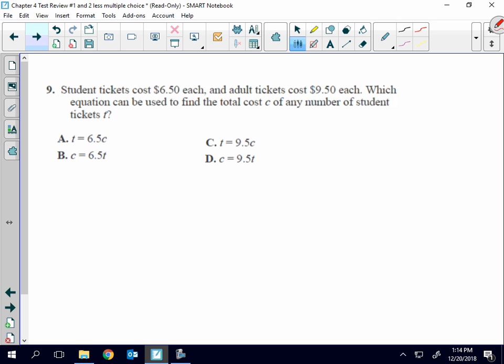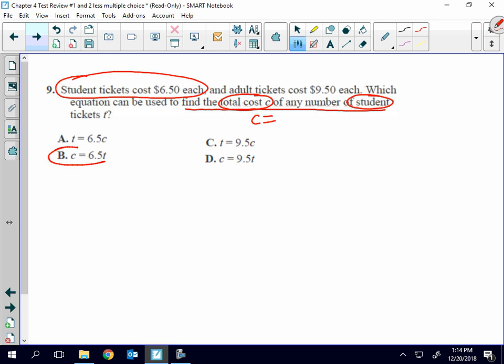So let's just read this. Student tickets cost $6.50 each. And adult tickets cost $9.50 each. Which equation could be used to find the total cost C of any number of student tickets T? And I'm going to underline this. Remember, when it asks you to find something, that's what you start with, right? Total cost C, finding C. So we're starting with C equals. And what are we looking for? We're buying any number of student tickets. Well, the student tickets cost $6.50 each, so the only one that starts with C and has a $6.50 in it is B.